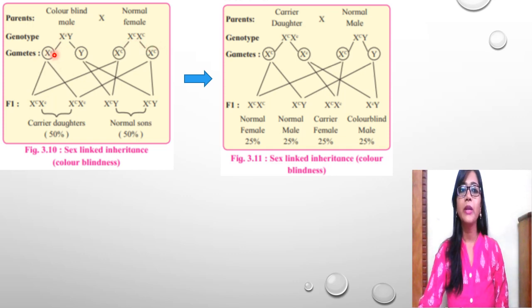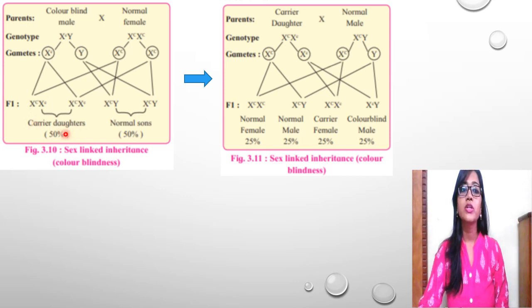So the colorblind male, when he marries a normal female, then what happens? See the gametes. The sperms which are formed: one kind of sperm with the recessive gene, another with Y, while this is with both the normal ova. Okay. So when there is fertilization, see in the F1 generation, what is happening here?